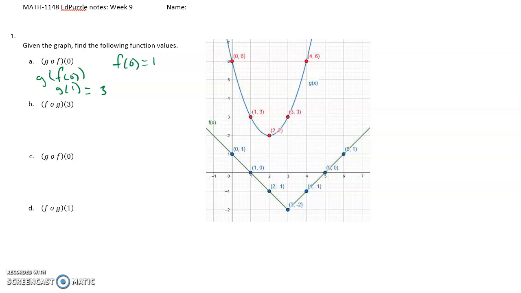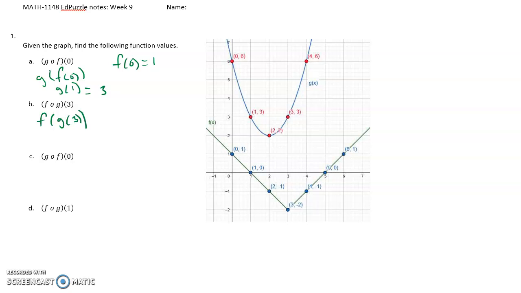All right, so if that was confusing to you, just kind of follow along. It will make sense as we do this more often. So this says f circle g of 3. This means that we're going to plug into g first. We're going to find the g of 3 first.